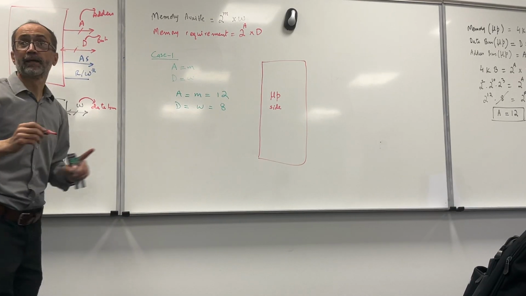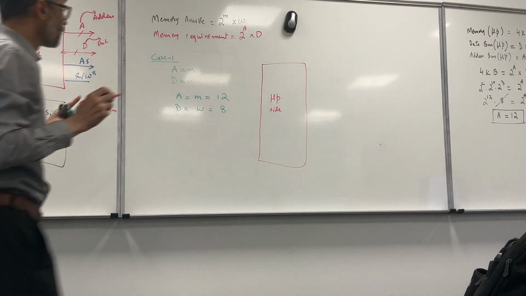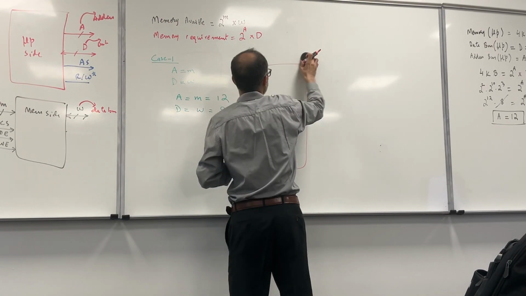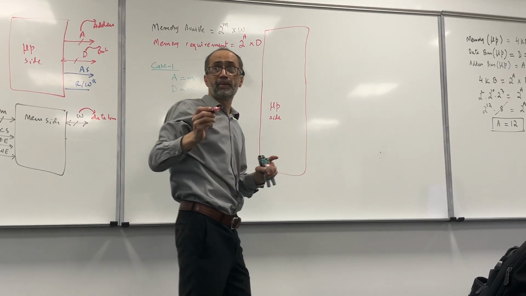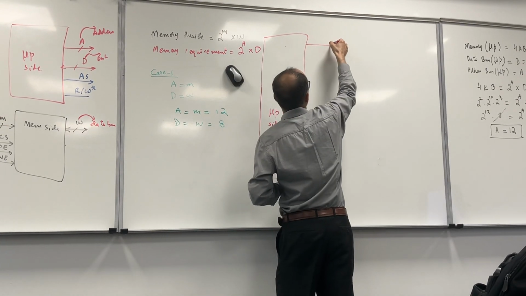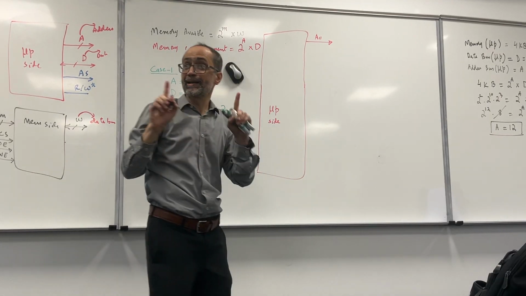How many address lines are there on the microprocessor side? How many address lines? 12 bits. So please remember, this is very important. This will look like this. It will be A11, because the address line is 12.